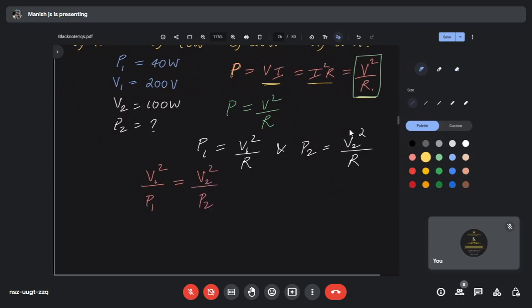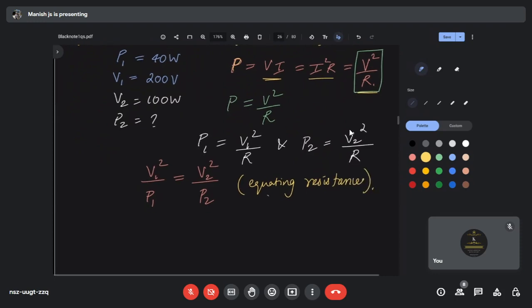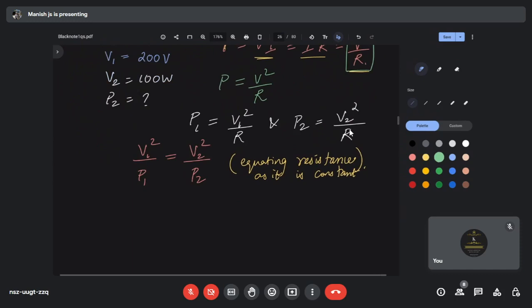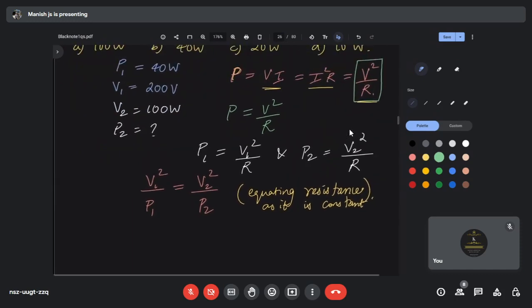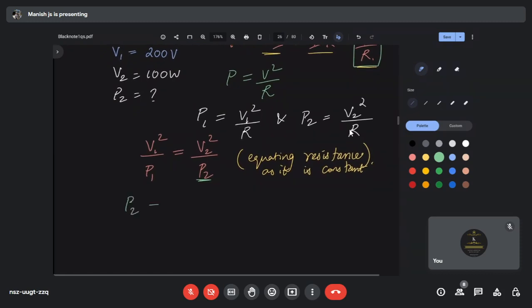You understood how this step came? Yes sir. So we are equating resistance because it is fixed, as it is constant, I'll write. So when I equate both, now go for a substitution. We wanted P2, right, so keep P2 on one side and shift all the remaining terms. So P2 is equal to V2 square into P1 divided by V1 square.